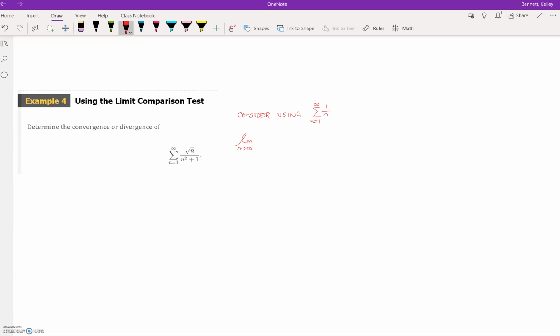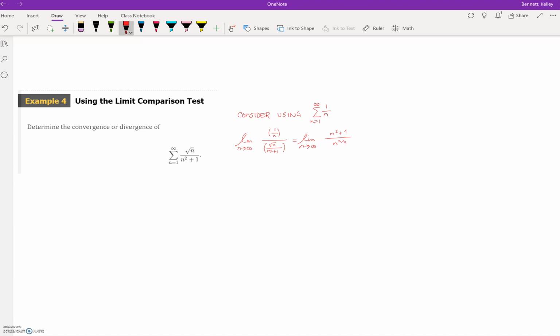And I would have 1 over n divided by the square root of n over n squared plus 1. And it doesn't matter which one's on top and which one's on the bottom. So if I do that, then I could shake this all out, and I would get n squared plus 1 over, what do I get? So n to the 3 halves.